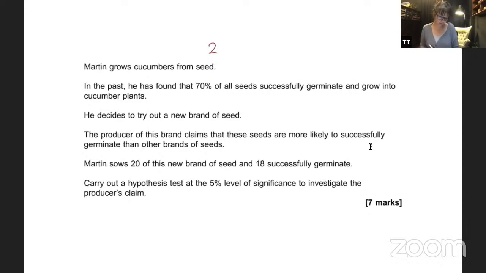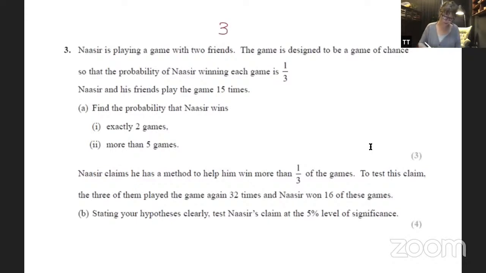He's got some plants. There's a lot of plants, isn't there? He's got some plants and some of them grow, and he tries a new different seed, and it's whether or not they grow. Someone is playing a game that doesn't involve plants, and he might win the game. Oh, he's got a new method, so he thinks he's going to win the game more times.